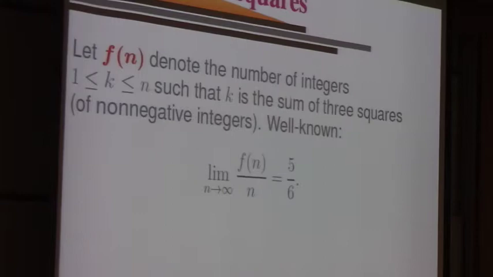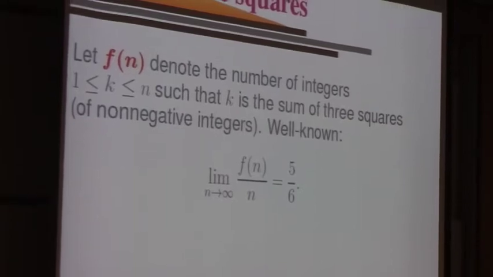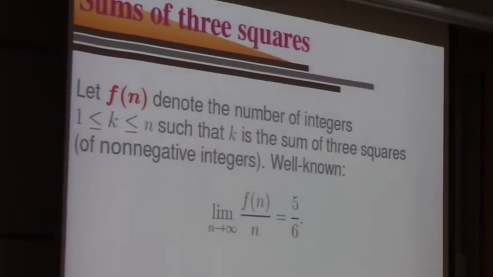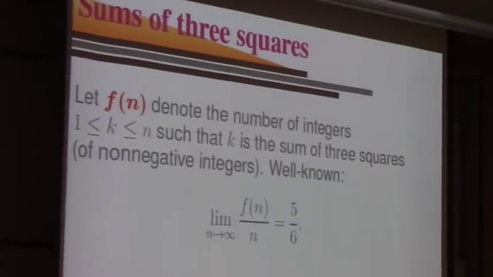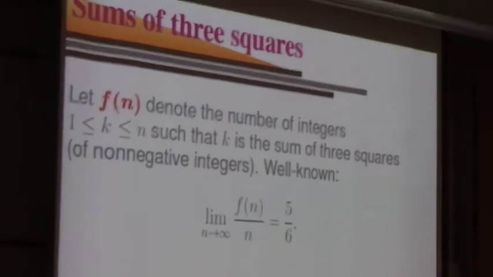Or let's look at a different combinatorial property of Catalan numbers. Let Fn be the number of integers between 1 and n that are sums of 3 squares. It's well known that this has limiting density 5/6. Approximately 5/6 of all positive integers are a sum of 3 squares. Was it easier or harder for a Catalan number to be a sum of 3 squares?